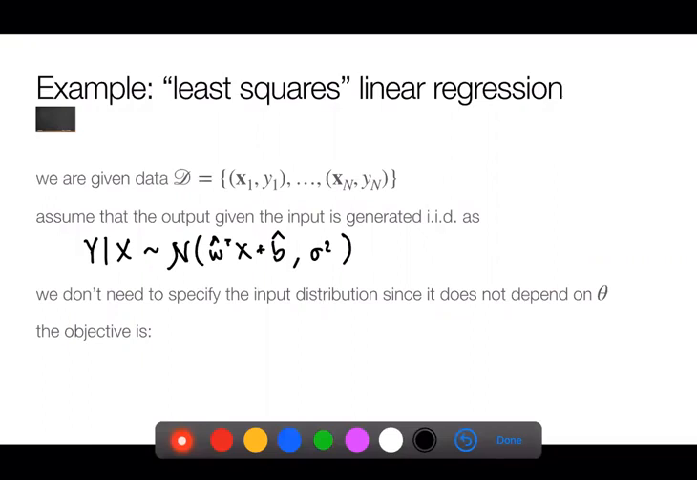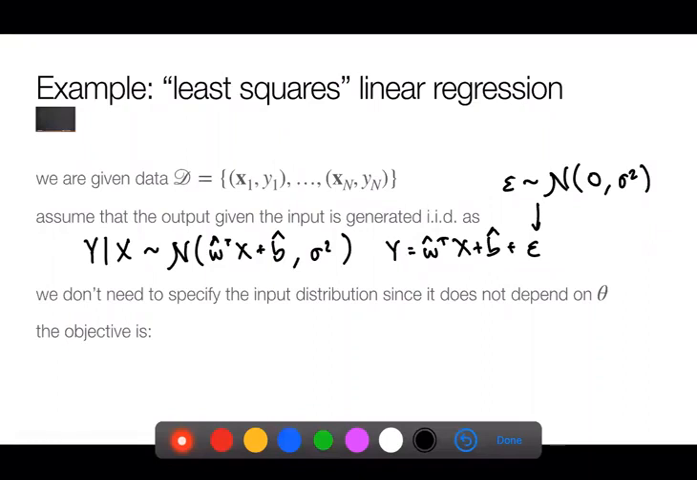Basically, another way to write this is that y is equal to w transpose x plus b plus some epsilon, where this epsilon is distributed according to a Gaussian with mean 0 and variance sigma squared. So it's kind of like noise. It's some kind of additive noise where on average the noise is 0, but it could be non-zero. We just sample from it.